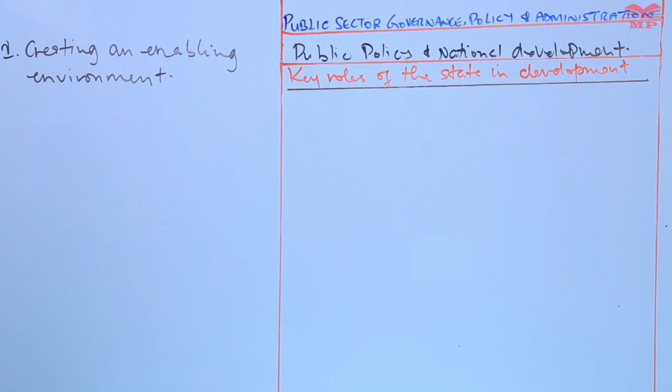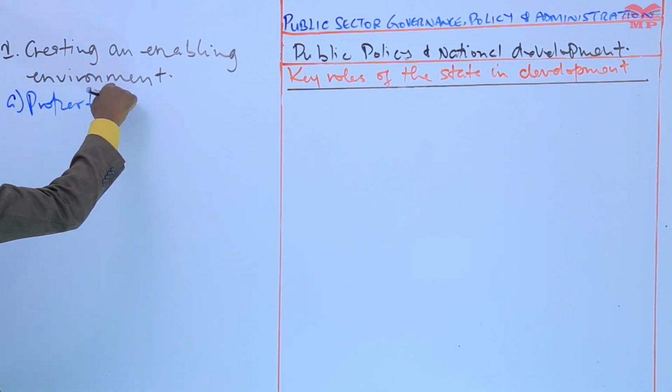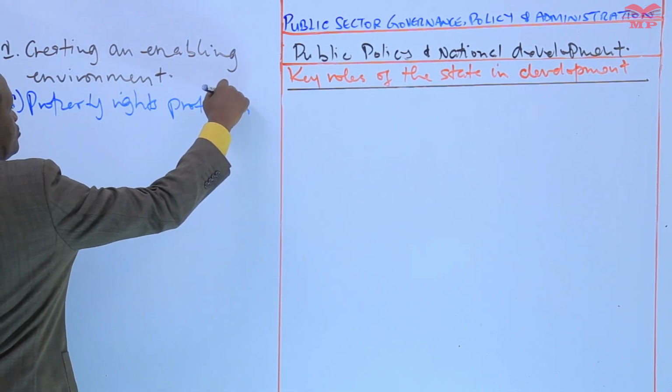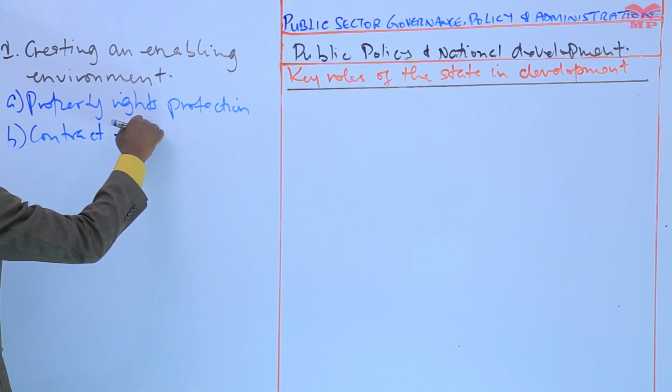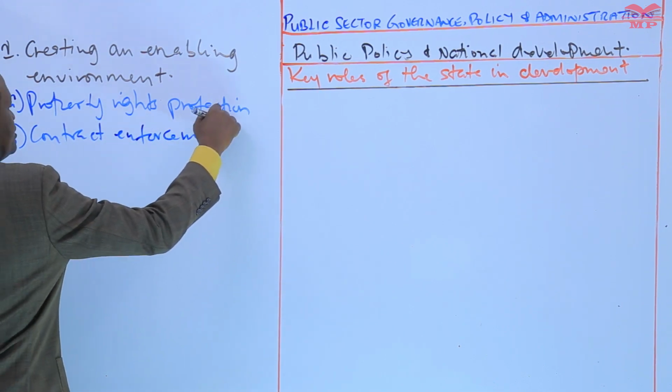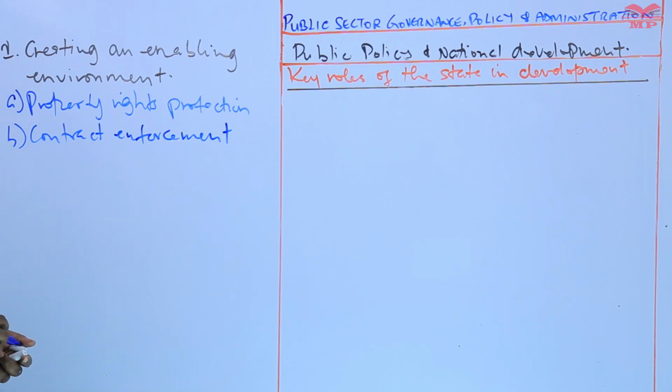And that includes property rights protection. The state should ensure there is secure ownership of assets and resources of the citizens. Property rights protection. Two is contract enforcement.